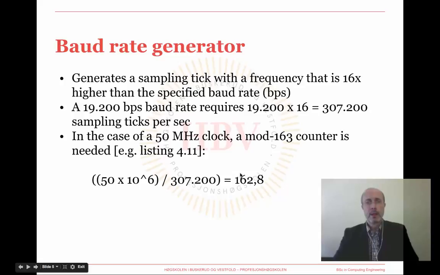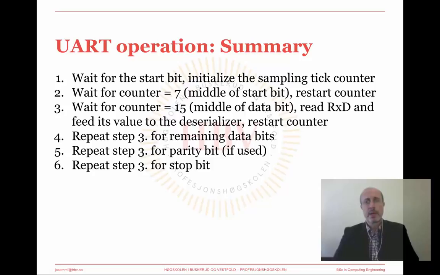So the UART receiver operation may be summarized as indicated in this slide. We will start by waiting for the start bit itself. And when the start bit is detected, so whenever we detect that we have captured a zero at the received data line, we will initialize the sampling tick counter. Then in the second step, we will wait for this sampling ticks counter to reach 7, which will indicate that we have reached the middle of the start bit, and then restart the sampling tick counter again and move on to step 3.